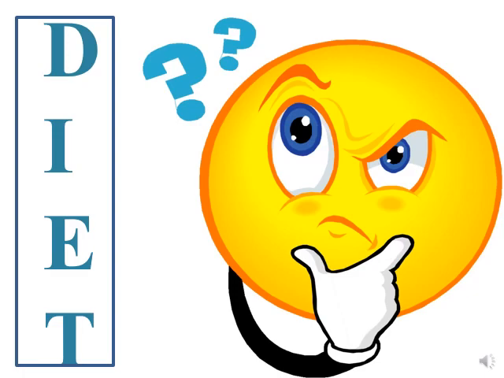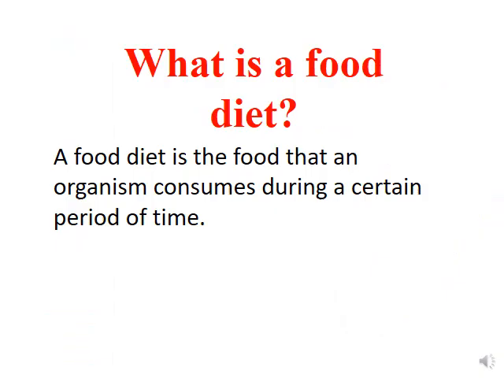What is the meaning of a diet? To start with, whenever you hear the word diet, you may think you have to eat less food or decrease the amount of food. And this is false. Food diet is the food that you consume, meaning that you eat during your life. So consume means eat. Food diet is the food that an organism consumes during a certain period of time. And this is the definition for the food diet.